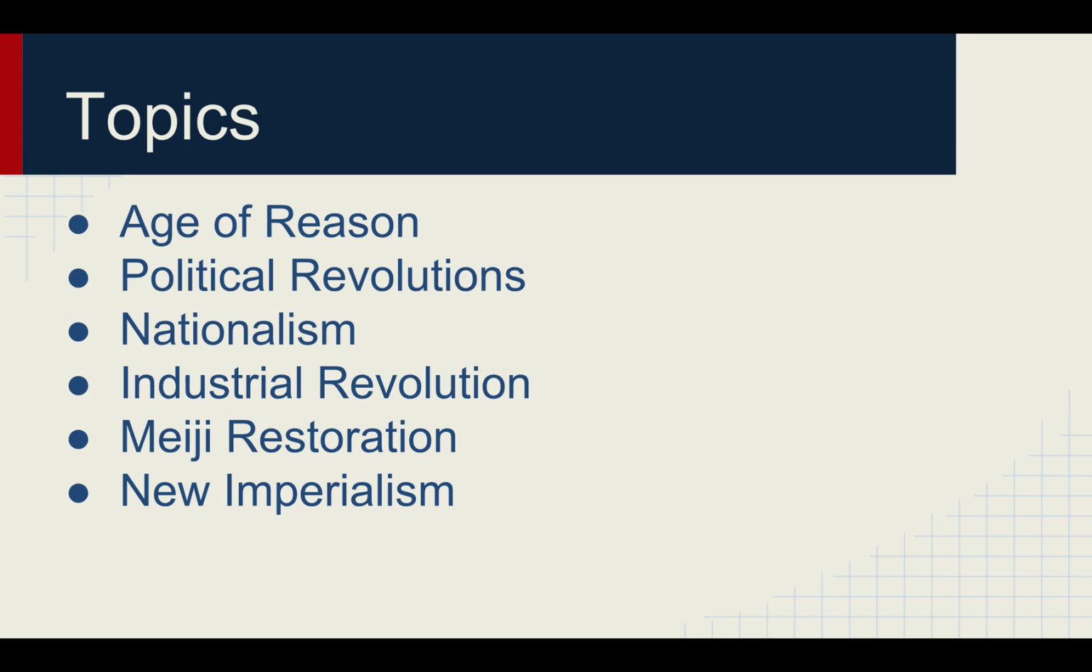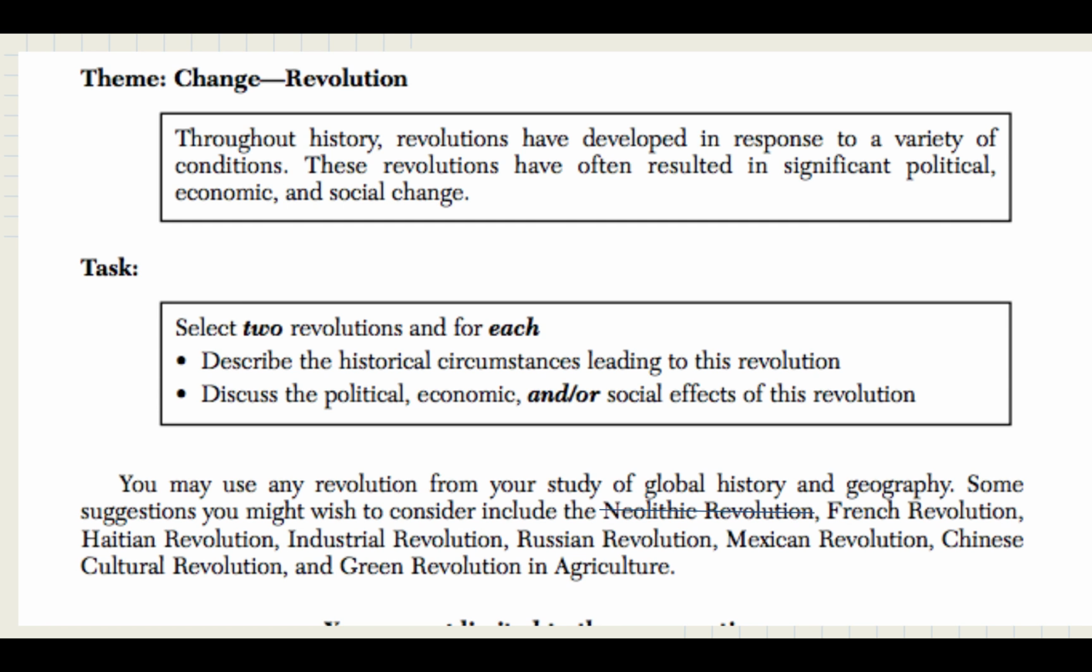So here are the topics for review quiz number 1. The Age of Reason, which includes the scientific revolution and the Age of Enlightenment. Political revolutions like the French Revolution and the Latin American revolutions. Growing nationalism, Industrial Revolution, the Meiji Restoration or the Meiji era in Japan, and new imperialism by those industrialized European powers.